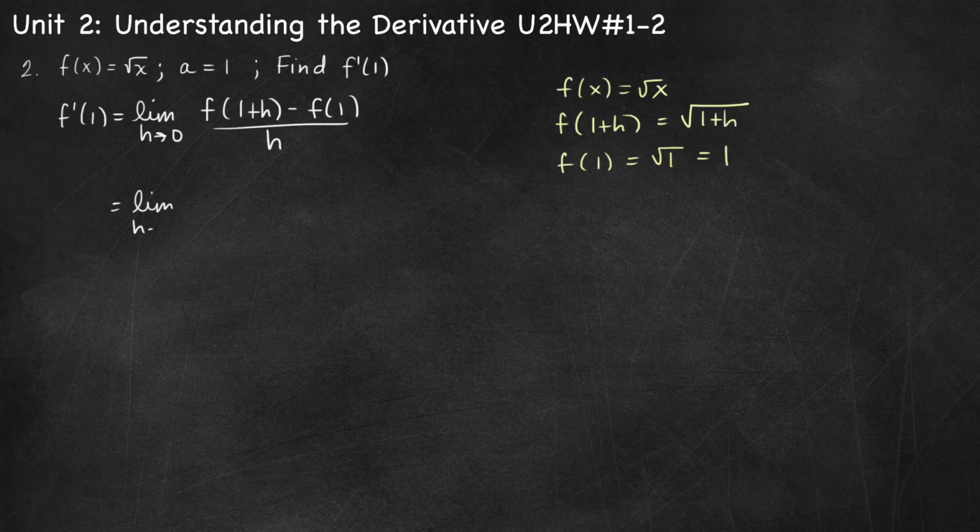Limit as h approaches 0. f of 1 plus h is the square root of 1 plus h minus f of 1 is 1 over h. Now, if we evaluate this limit using substitution, we get 0 over 0, which tells us nothing about the limit. So we need to simplify this algebraically. I'm going to multiply top and bottom by the conjugate.